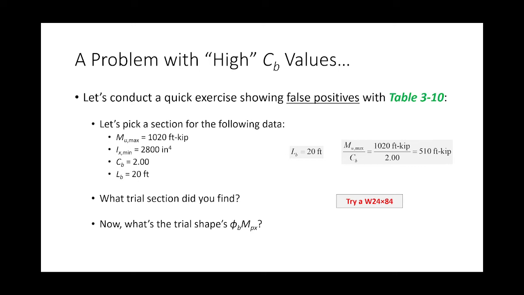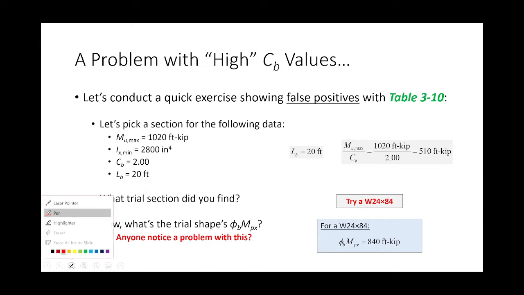What is that shape's phi MP? 840. Okay. All right. For a W24 by 84, phi MP is 840. Anybody notice a problem with this? Yeah, see that's the money right there. Here's our capacity. Here's our moment.